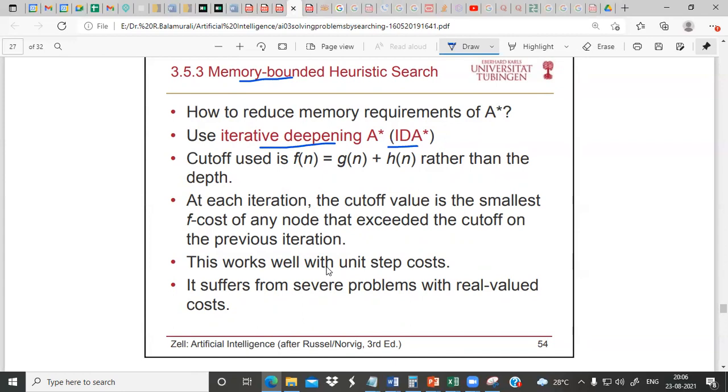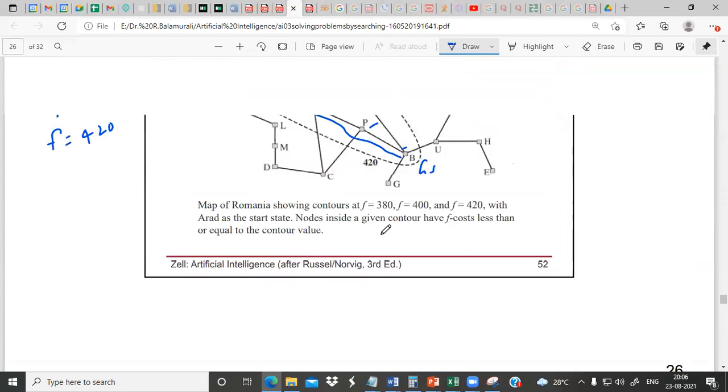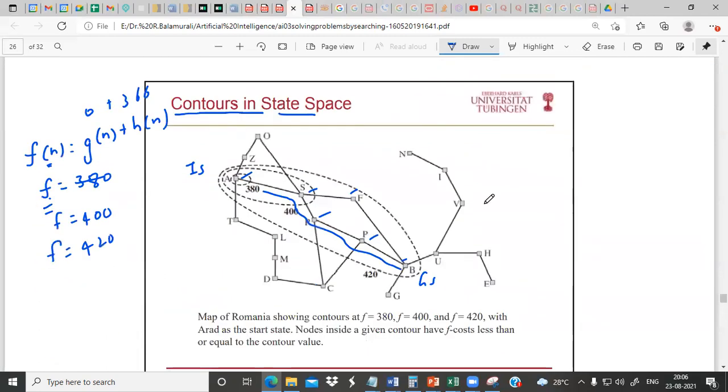This is similar to iterative deepening depth first search. In iterative deepening depth first search, initially we set the depth level as 0, then we make it 1, then 2, and so on and so forth. Similarly, here also, it is nothing but this contour search. So it is the contour search, but how does this contour expand?